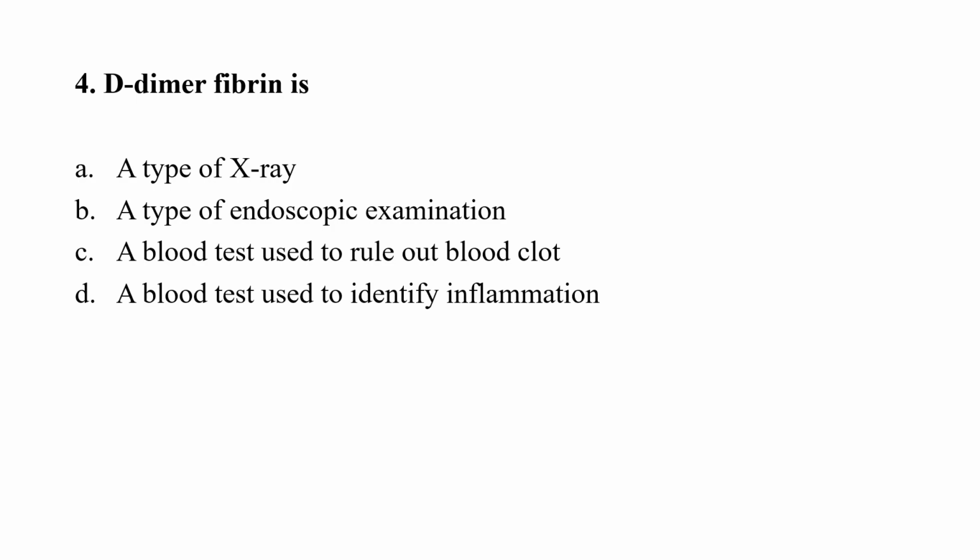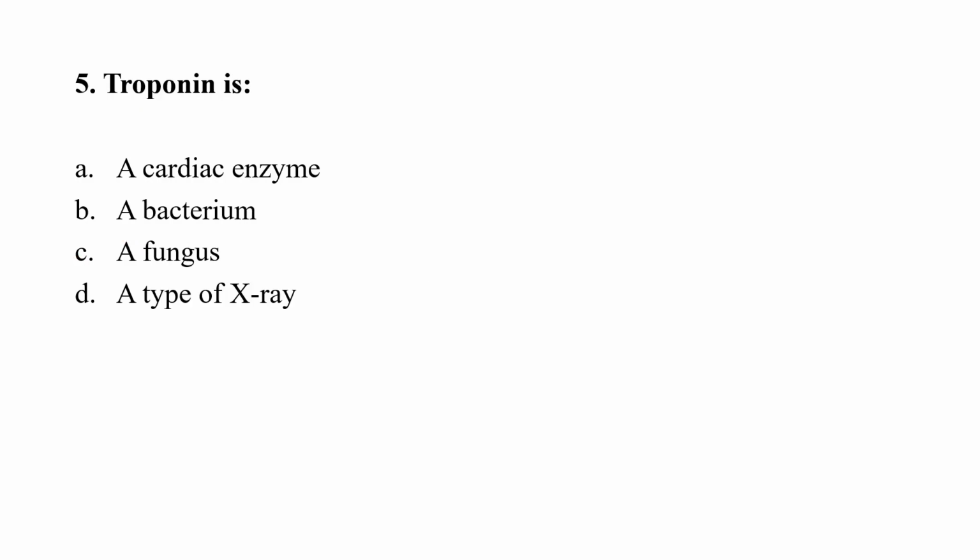Question number 4. D-dimer fibrin is option A type of X-ray, option B type of endoscopic examination, option C a blood test used to rule out blood clot, option D a blood test used to identify inflammation. Correct option here is option C, D-dimer is a blood test to rule out blood clot. Question number 5. Troponin is option A cardiac enzyme, option B bacterium, option C fungus, option D a type of X-ray. Correct option here is option A, which is cardiac enzyme.